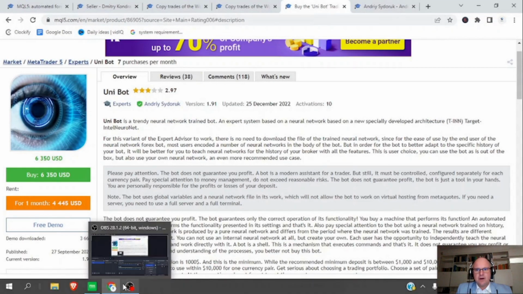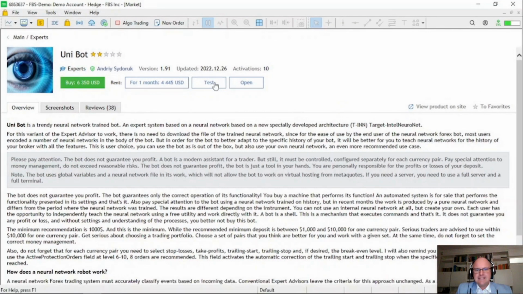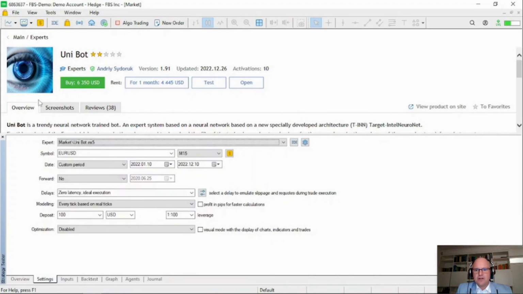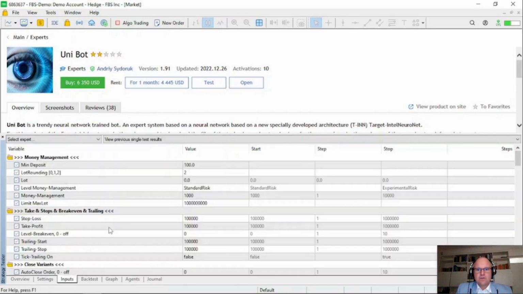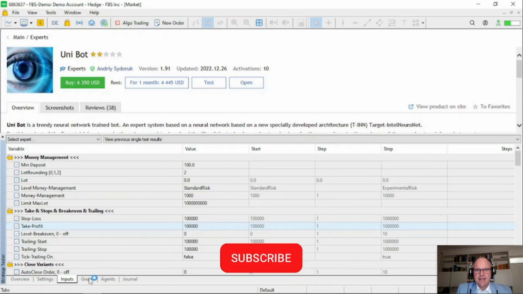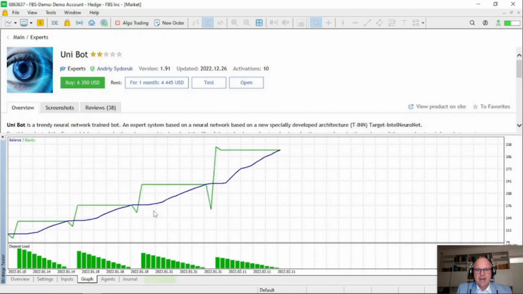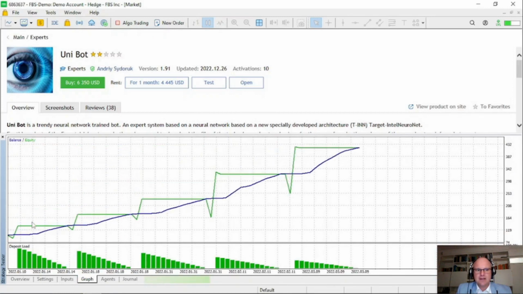Now we are back on the Unibot homepage. Let's download the demo version to our FBS demo and test the bot. So what I'm going to do is use the recommended symbol, which is the Euro USD, and I'm going to use every tick based on real ticks, which will give us the best accuracy for this on the account. When we look at the take profit and stop loss, you'll see that they are set to 100,000 points, meaning that they are out of consideration. This is important to take into consideration when trading the bot, that you are risking the entire account.